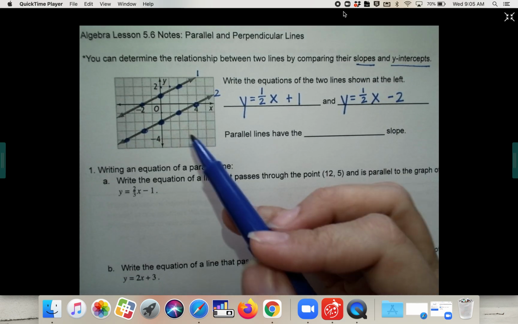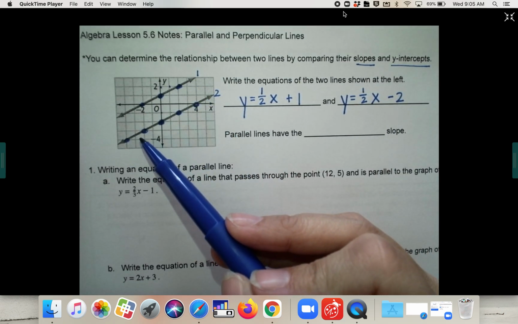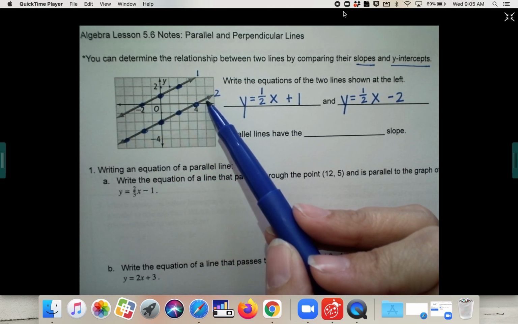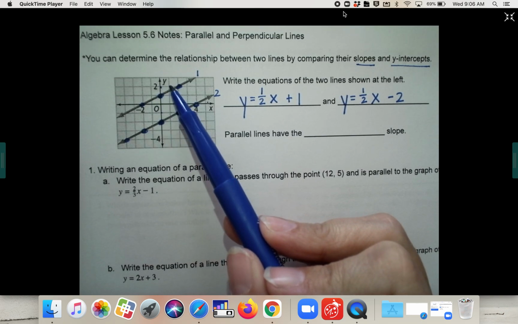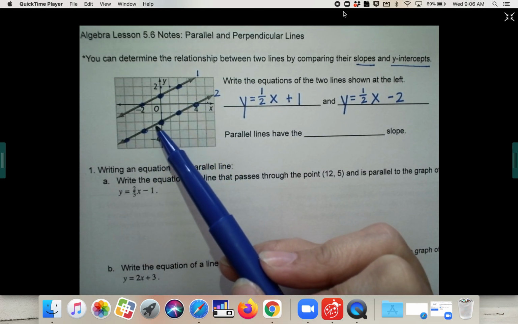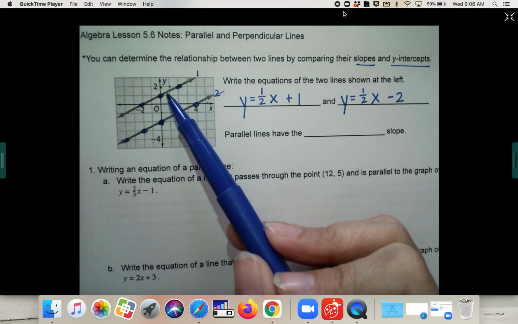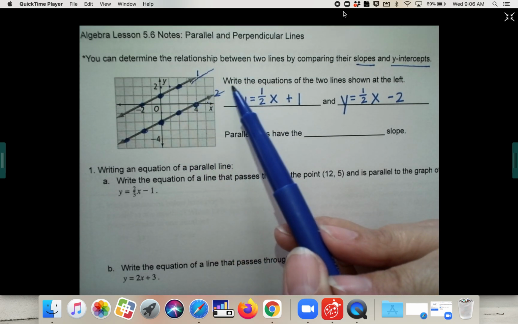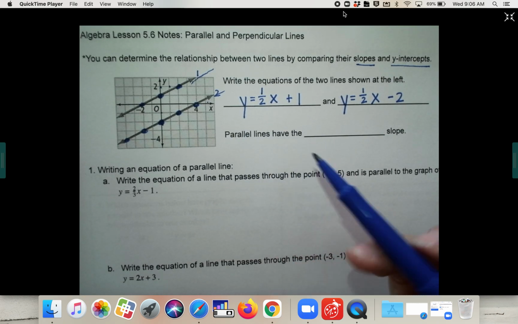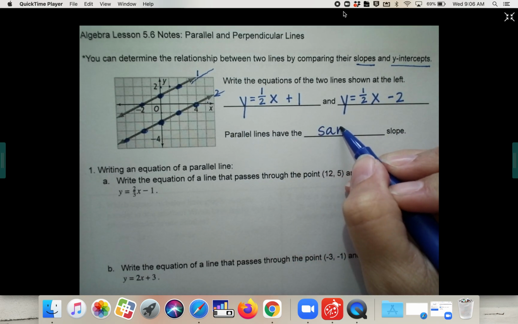Okay, so what I want you to notice is that these two lines are parallel. Remember, parallel lines never intersect. So if this one's going up 1 over 2 and this one's also going up 1 over 2, then that means they will stay at the same rate forever, and therefore they will never intersect. So what we've just determined is that parallel lines have the same slope.